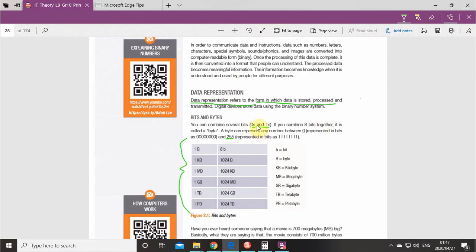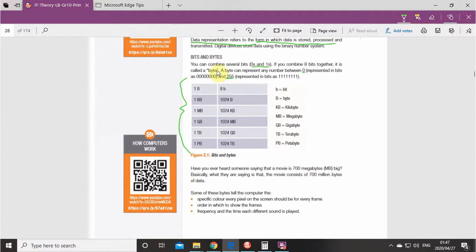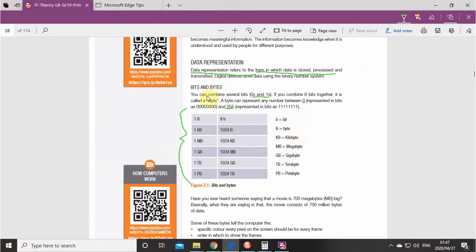Digital devices store data using binary number systems. Okay, so you can combine several bits, which are zeros and ones, and if you combine 8 bits together, it is called a byte. So a byte can represent any number between 0 and 255. Here is just a bit of information which you need to know.